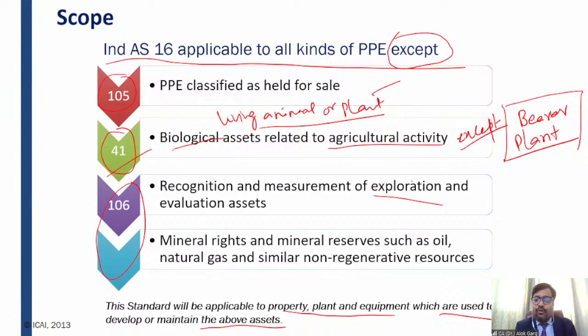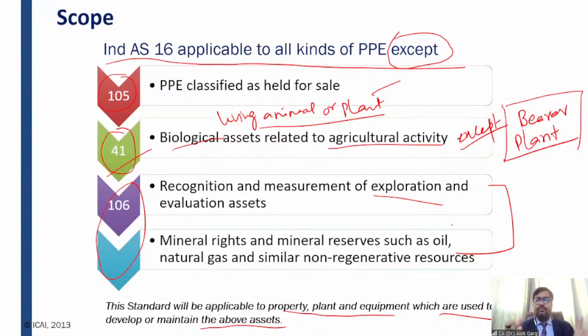So guys, although Ind AS 16 will not be applicable on these items, for example, there is a mining. A crane is used for digging the mining ores, right? So these mining ores are not covered under Ind AS 16, but the crane which is used for digging or excavating the mines for extracting the ores, this machinery, is covered under Ind AS 16.